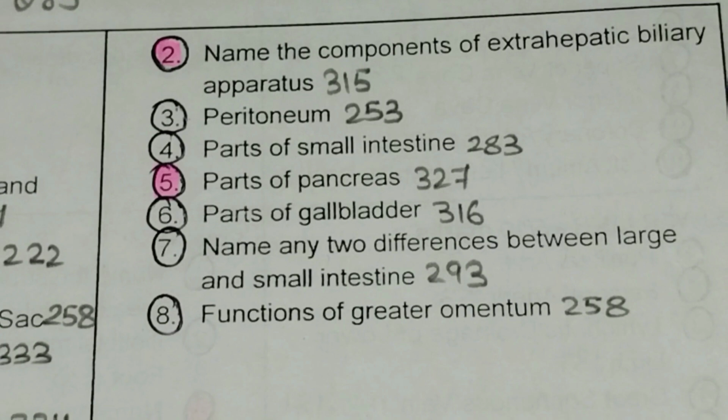Fifth one, parts of pancreas. Sixth one, parts of gallbladder. Seventh one, name any 2 differences between large and small intestine. And the last one is functions of greater omentum. And finally, we are done with this chapter.